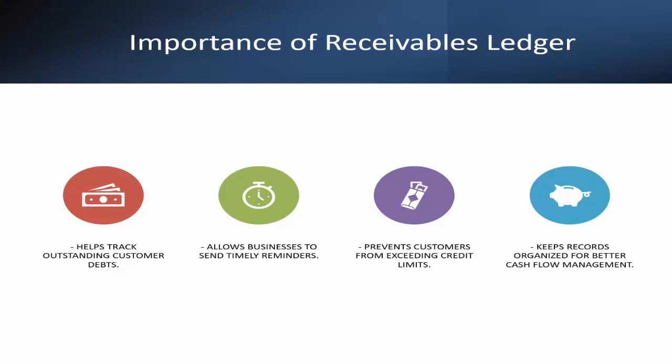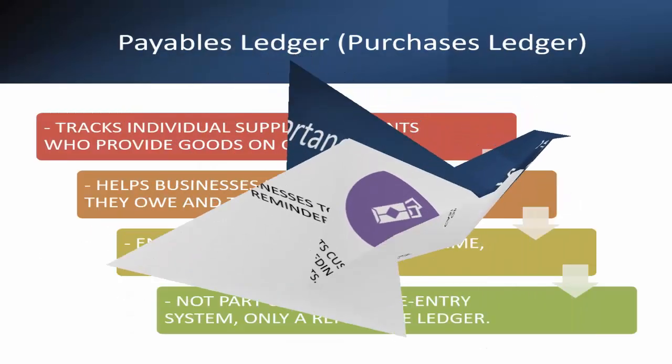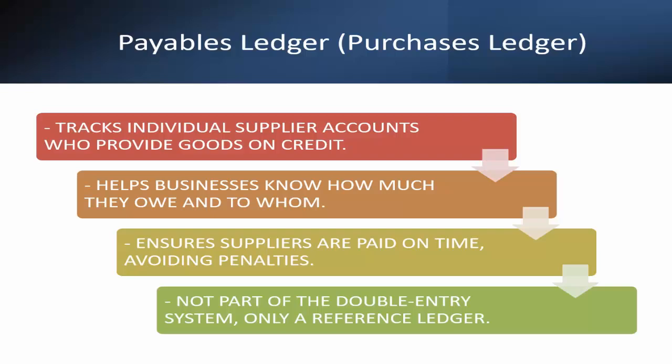So, while the general ledger tells us the total money owed, the receivables ledger tells us who owes us that money, which makes it an essential tool for any business that sells on credit. Pretty powerful, right? Payables Ledger, Purchases Ledger, the business's personal tracker for suppliers.